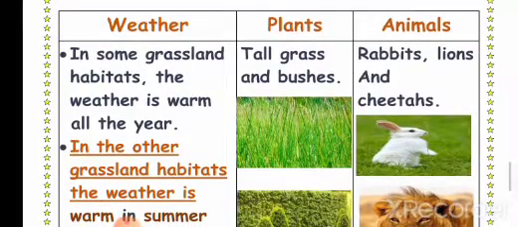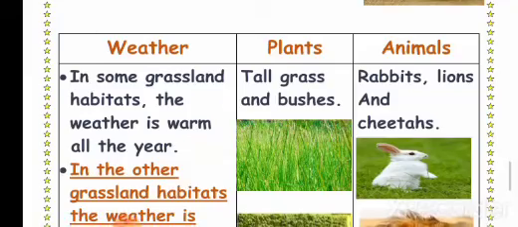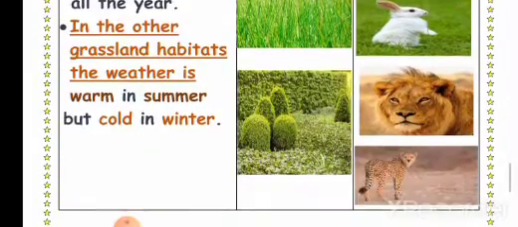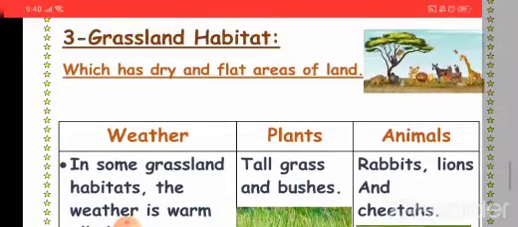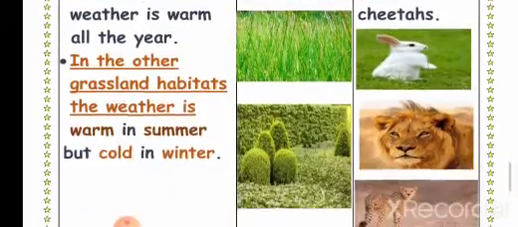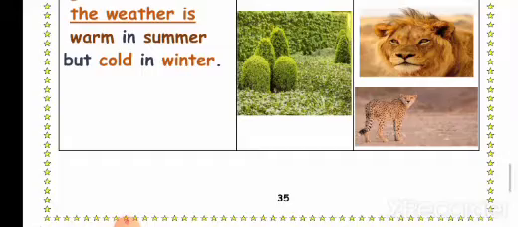The plants that are found in the grassland habitat are tall grass and bushes. This is bushes. Okay, junior 3, bushes. The animals that are found in the grassland habitat are rabbits, lions, and cheetah.